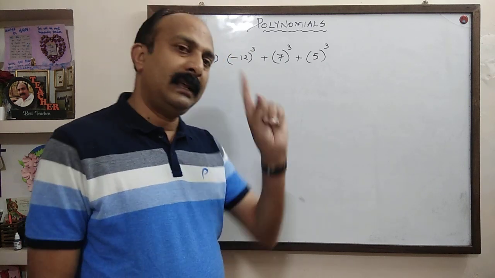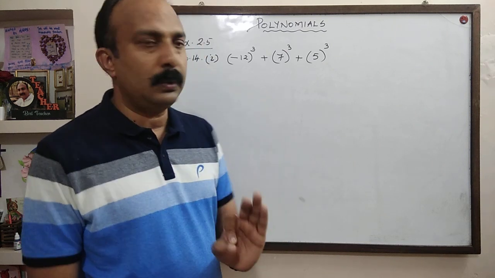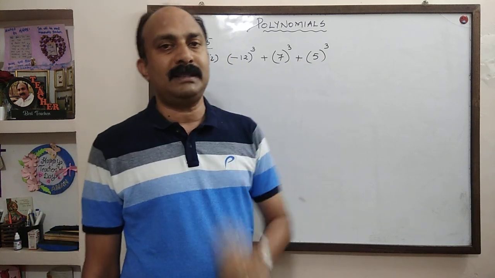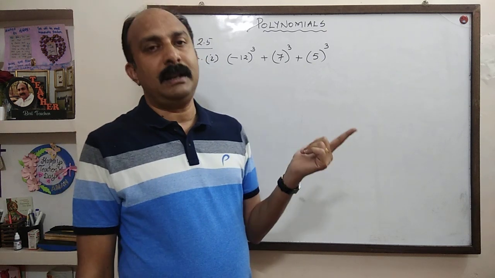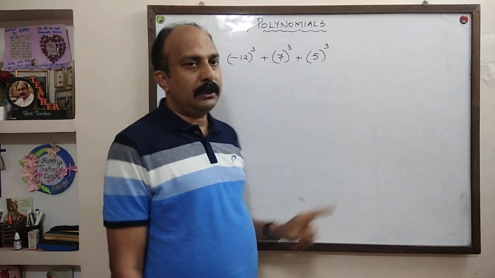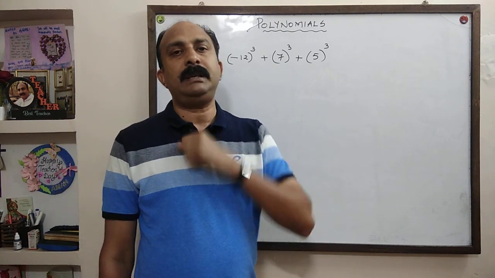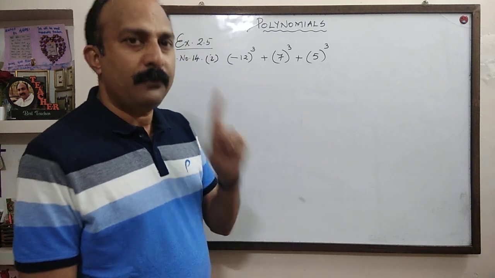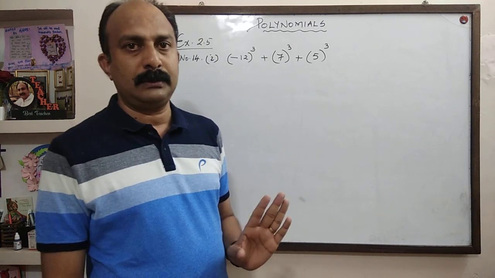What is that? The last identity. If a plus b plus c is equal to 0, then a cube plus b cube plus c cube is equal to 3abc. So this is the application of that identity. So remember, a cube plus b cube plus c cube will be equal to 3abc if a plus b plus c equals 0. So the first thing that we have to do here is to check whether a plus b plus c is equal to 0 or not.